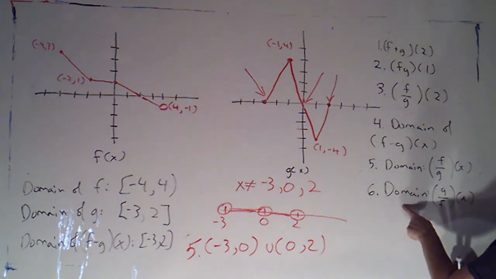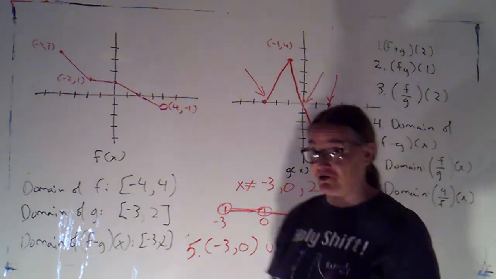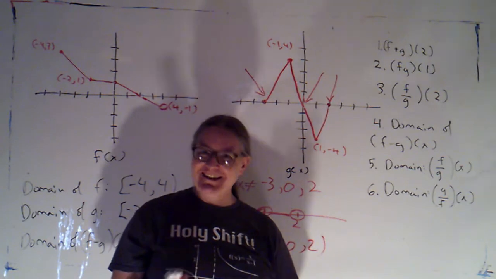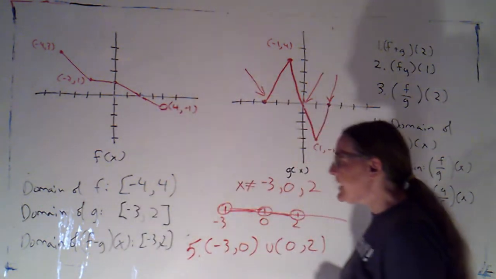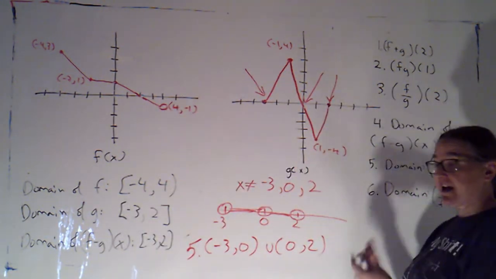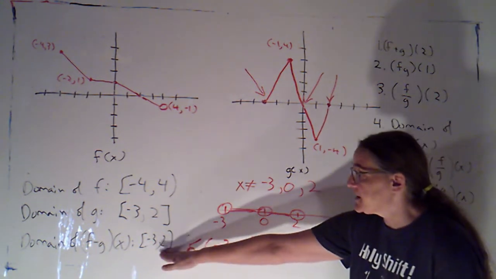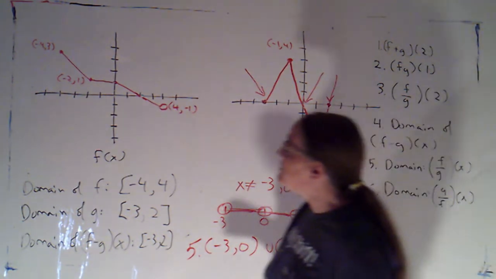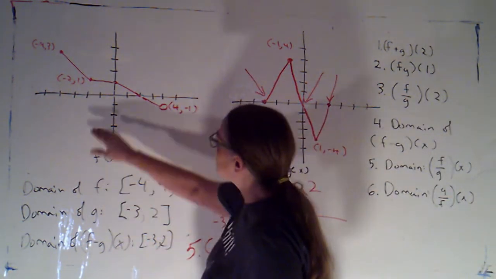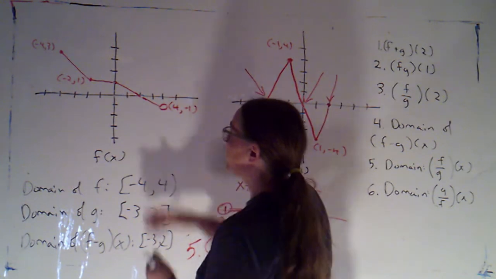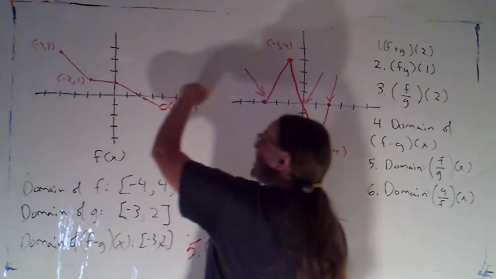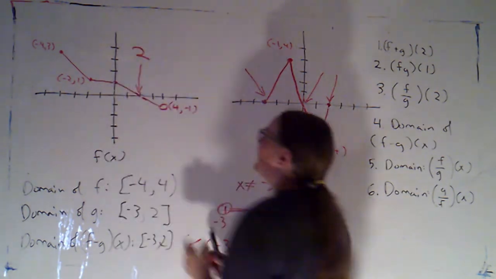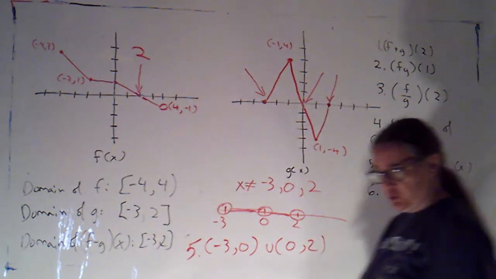Okay, question 6 asks about the other quotient that we can form, which would be g over f. So now f is in the denominator. So again, I'm going to start with the intersection of my 2 domains, which was the interval from -3 to 2. But now I've got to remove any x values where f is 0. So if I look, where is the y value 0? That's right here, just one point that I have to remove. And it looks like that's going to be 2.